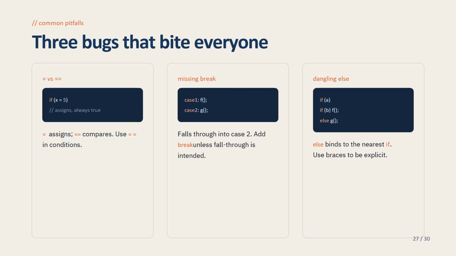There are three bugs that bite everyone. You have to be very cautious while you use single equal to or double equal to. You have to be very clear about when to use assignment and when to use comparison. Forgetting the break statement in switch is a major mistake, and creating the dangling else problem should also be avoided.